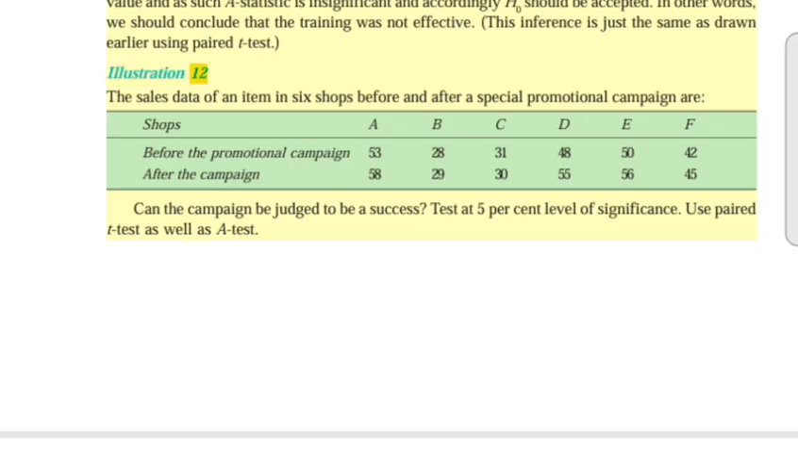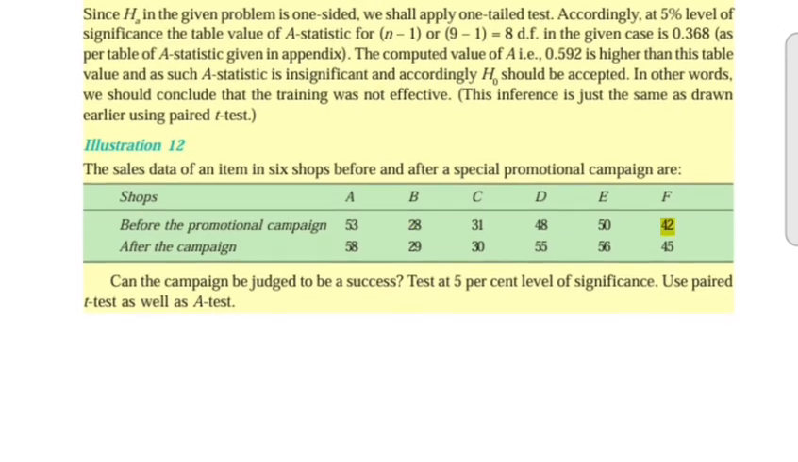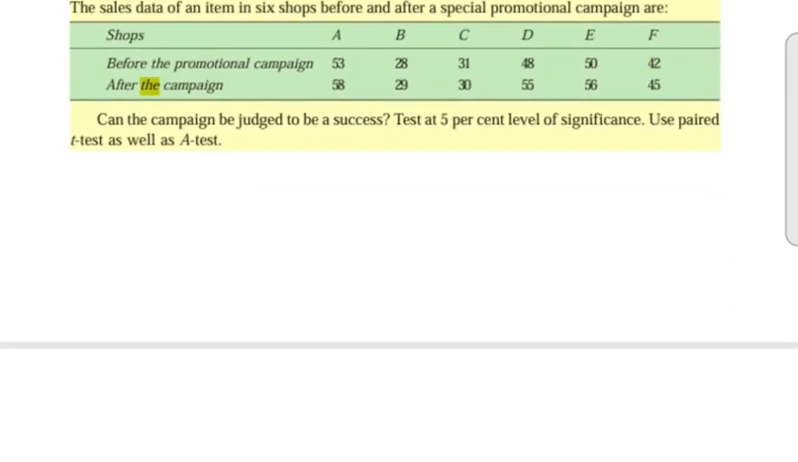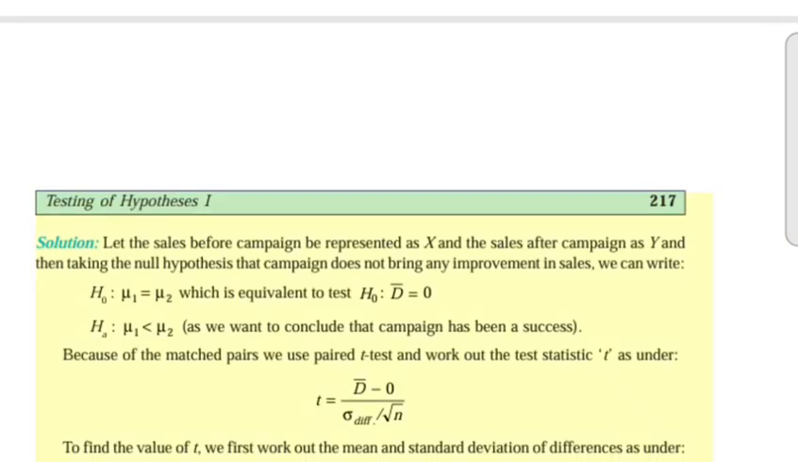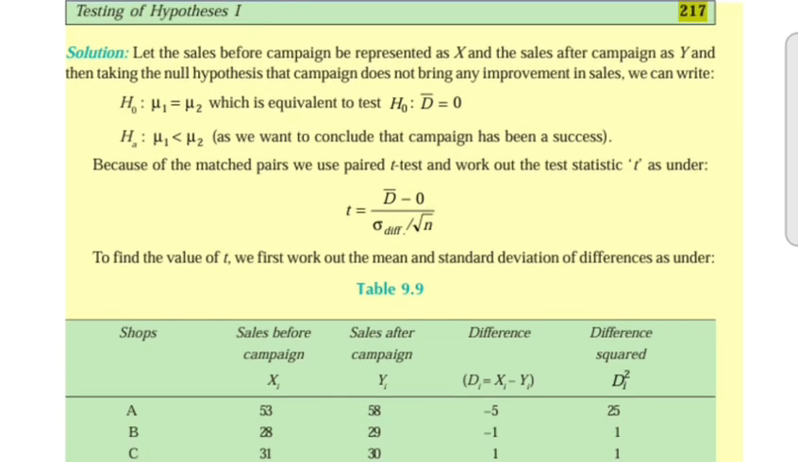Illustration 12. The sales data of an item in 6 shops before and after a special promotional campaign are: shops A, B, C, D, E, F; before the promotional campaign 53, 28, 31, 48, 50, 42; after the campaign 58, 29, 30, 55, 56, 45. Can the campaign be judged to be a success? Test at the 5% level of significance. Use the paired t-test as well as the A-test. Testing of hypotheses, 217. Solution.